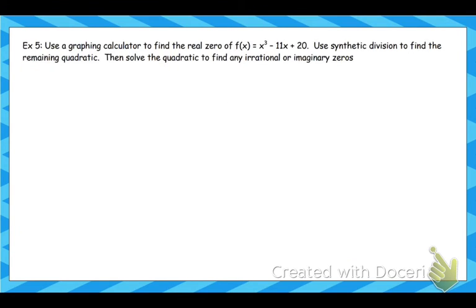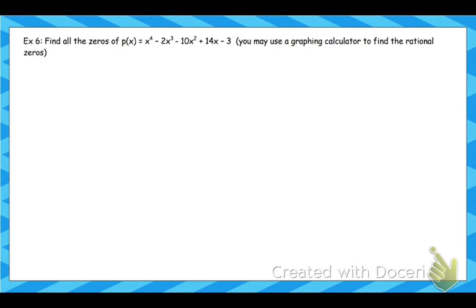All right, let's try another one. So again, we are going to use a graphing calculator to find the rational zeros here. Now, if you were to graph this, you're going to see 4 zeros, but 2 of them are going to be really, really ugly decimals. So the ones that are really, really ugly decimals, those are going to be the irrational zeros. We're going to have to get those from quadratic formula. So we can only go through this synthetic division process when we have the nice rational zeros.